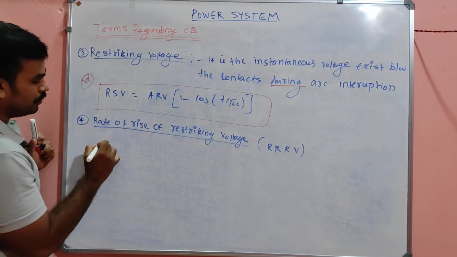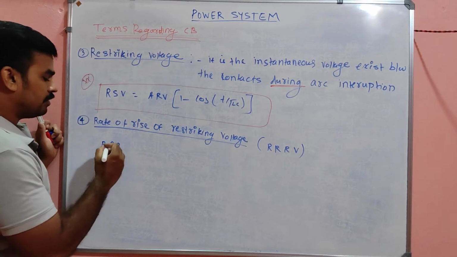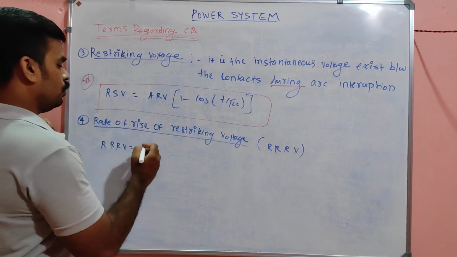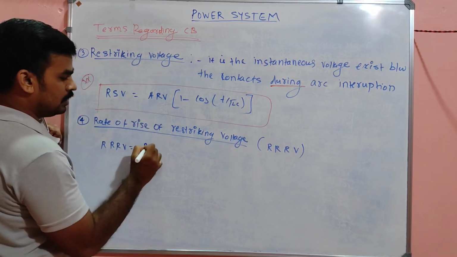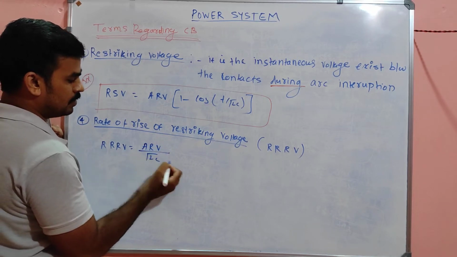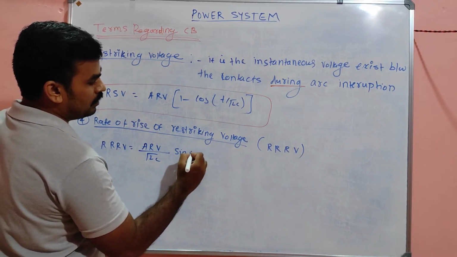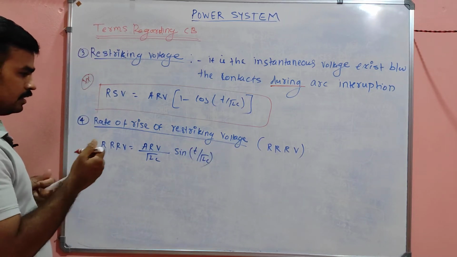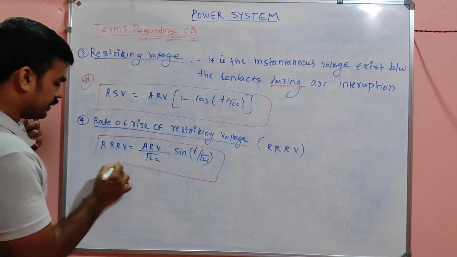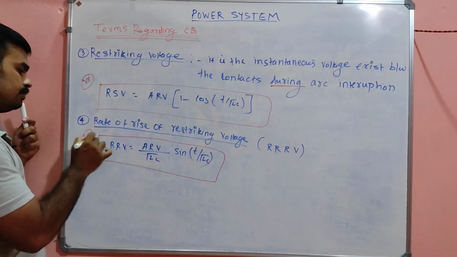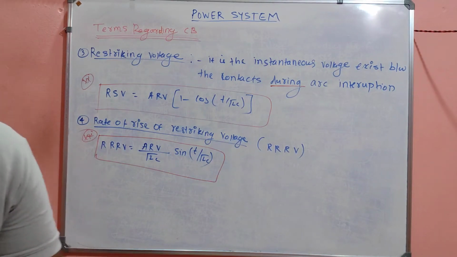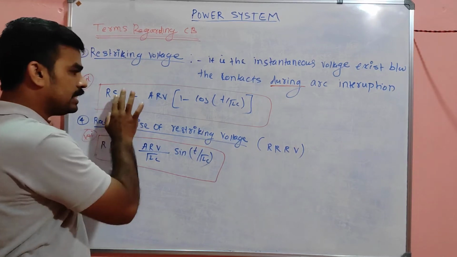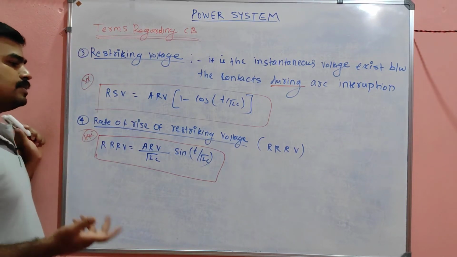And there is also a beautiful expression: the rate of rise of restriking voltage will be equal to ARV by root LC into sine t by root LC. This is the equation, my dear. The rate of rise of restriking voltage is also a very, very important relation. This equation can be utilized in many situations.